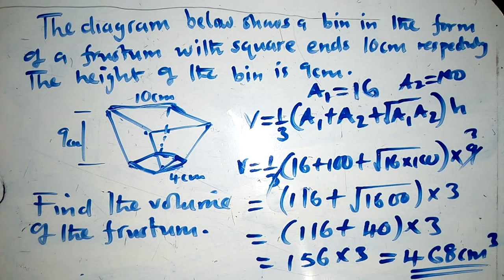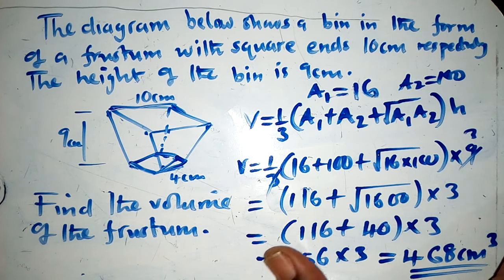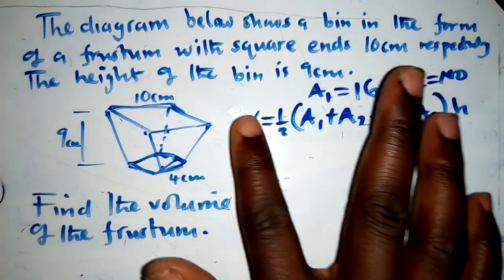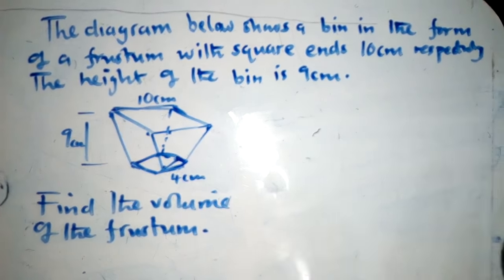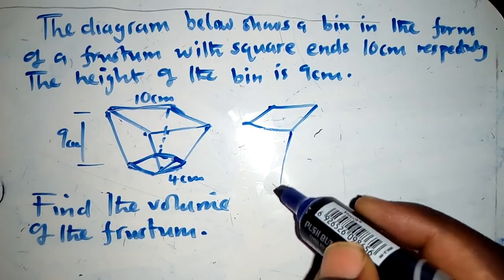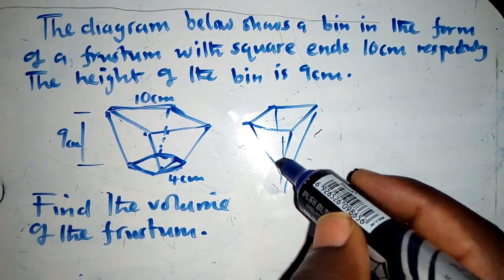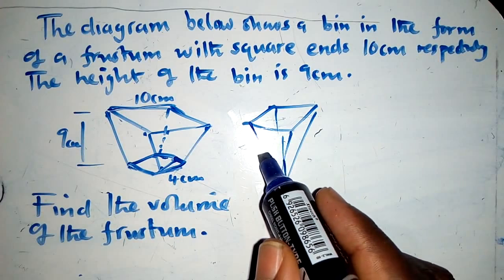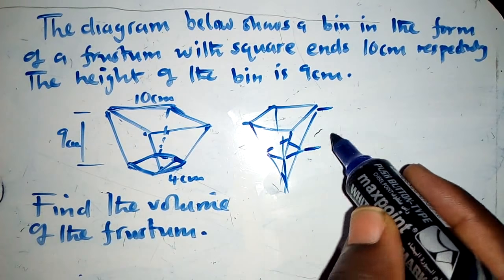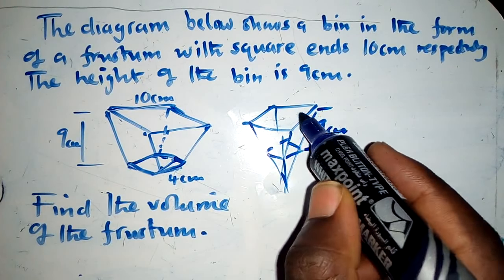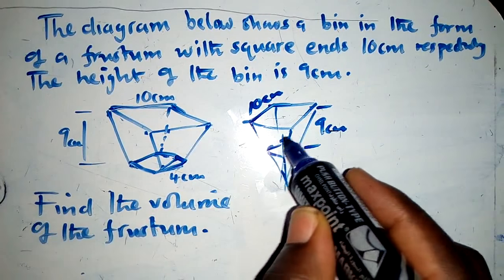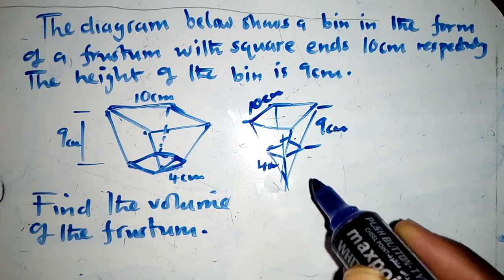All right, so let me show you the other method. This is the first method. The other method on how to solve this: you get your frustum. We know this is a frustum. You get it, and pretend it's finished down here. This is where it has been cut. Okay, and the distance from here to here is 9 centimeters. This side is 10 centimeters, the length of the top part, and where it has been cut, the length is 4 centimeters.